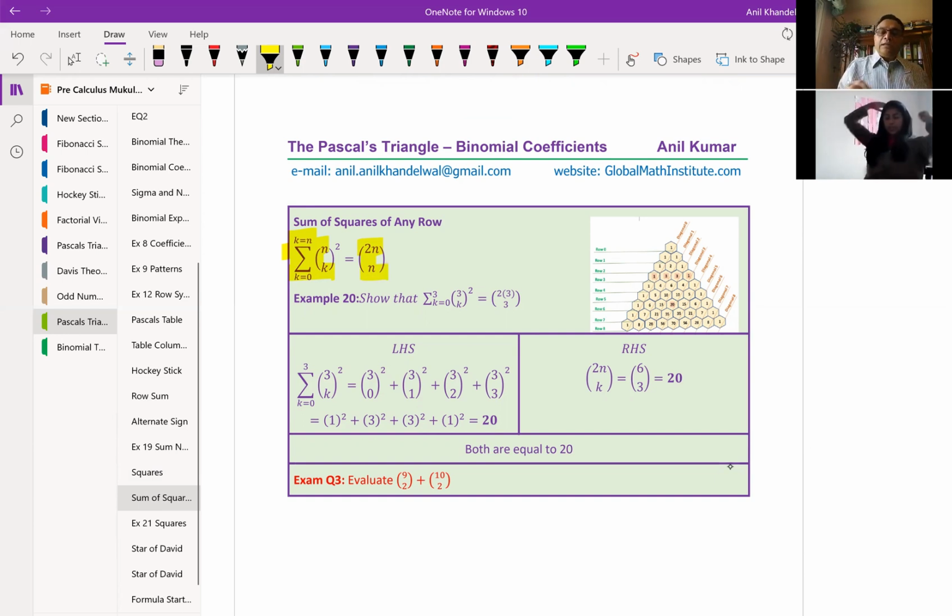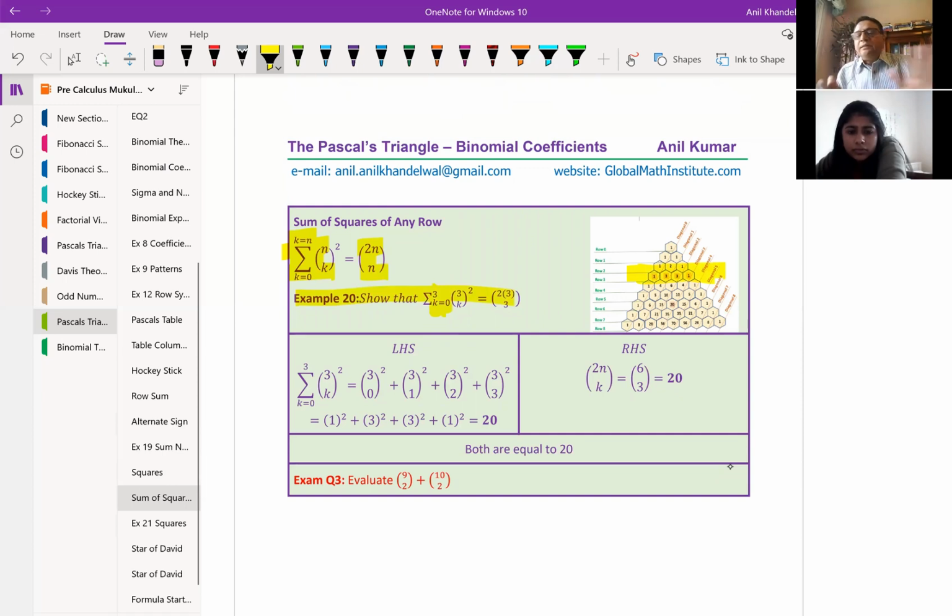So you could actually derive this particular formula, but now we are given the formula, and here is a question for you. Show that the sum of all the numbers, 3 choose k whole squared, is 2 times 3 choose 3. What I'm trying to do here is k is from 0 to 3. That means we're looking into the third row. So the numbers in the third row, when you square them up and then add, you get the same number, which is 2 times 3 is 6, 6 choose 3, which is right there. So you need to verify this result.